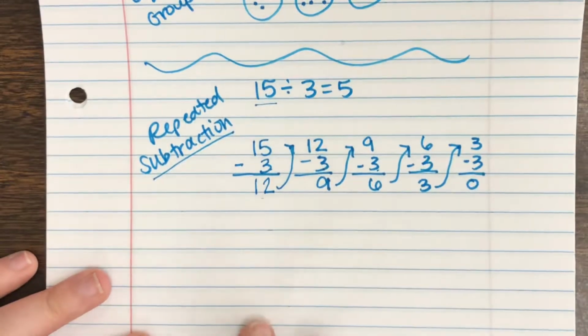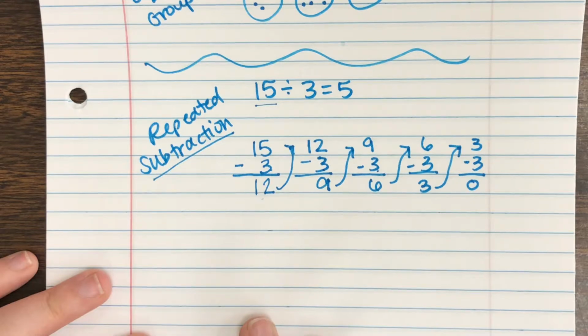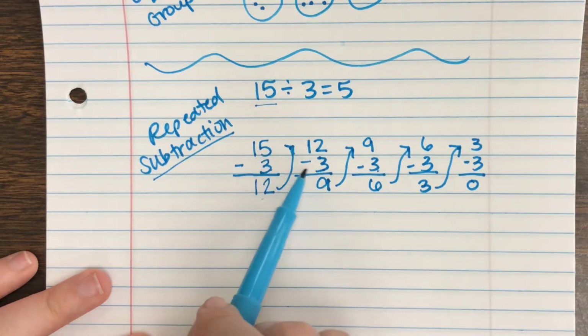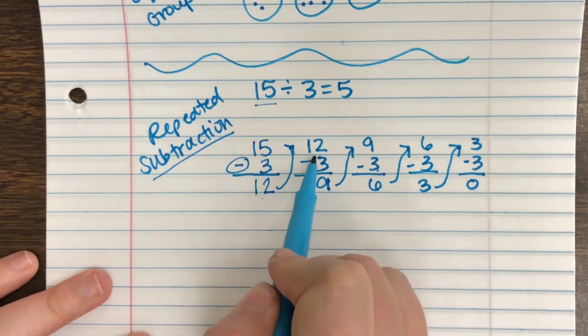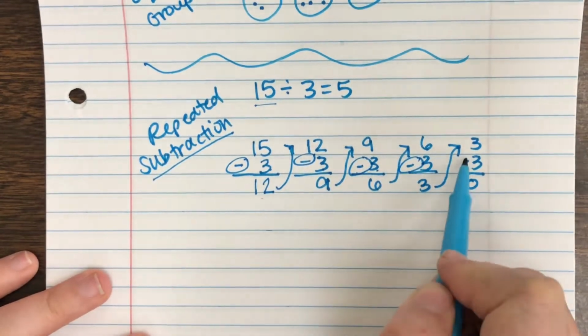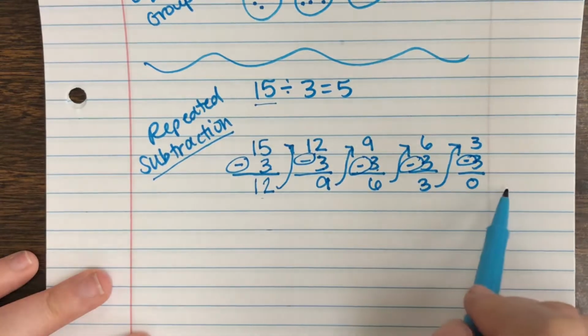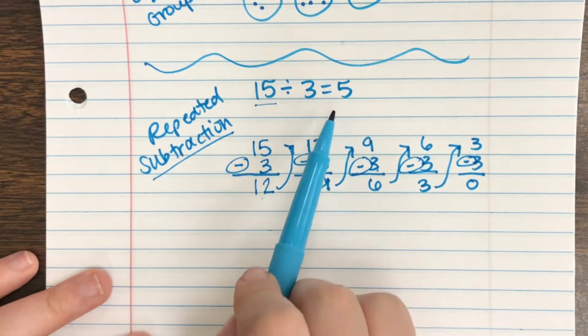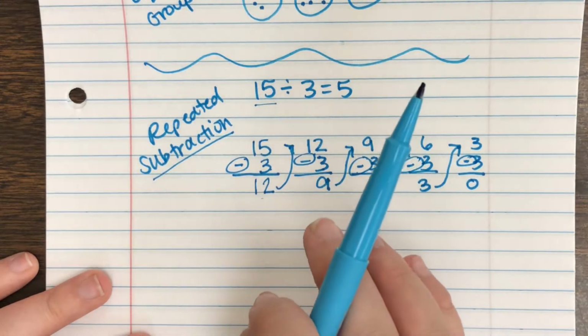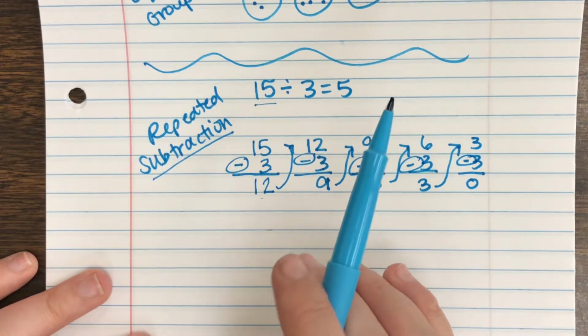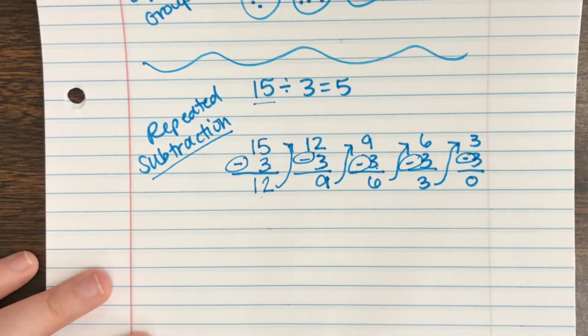Now you're probably wondering, well, how do you get 5 out of this? The answer is however many times did you have to subtract to get your answer. So here I subtracted 1, 2, 3, 4, 5. I had to subtract 5 times to get to 0, and that is my answer, okay? So it's a very different way of finding your answer. It's not really like repeated addition, it's repeated subtraction, but it is a very quick and easy way to solve a division problem.